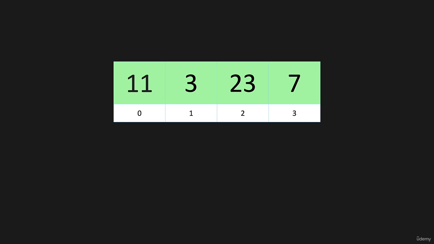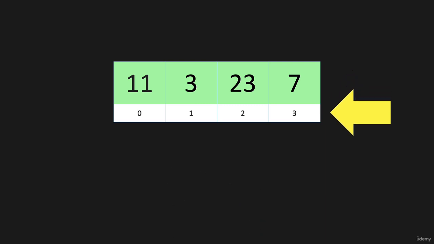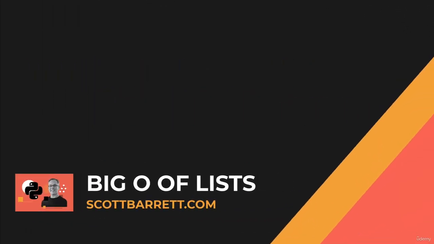So how about if we're going to look for an item by value? We're going to look for the number 7. We're going to start here, and we're going to loop through, iterate through this list until we get to the 7. That is going to be O of n. However, if you're going to look at this by index, and you want the value that's at the index of 3, you can go directly to that place in memory based on that index. That is O of 1. And that is our overview of big O of lists.